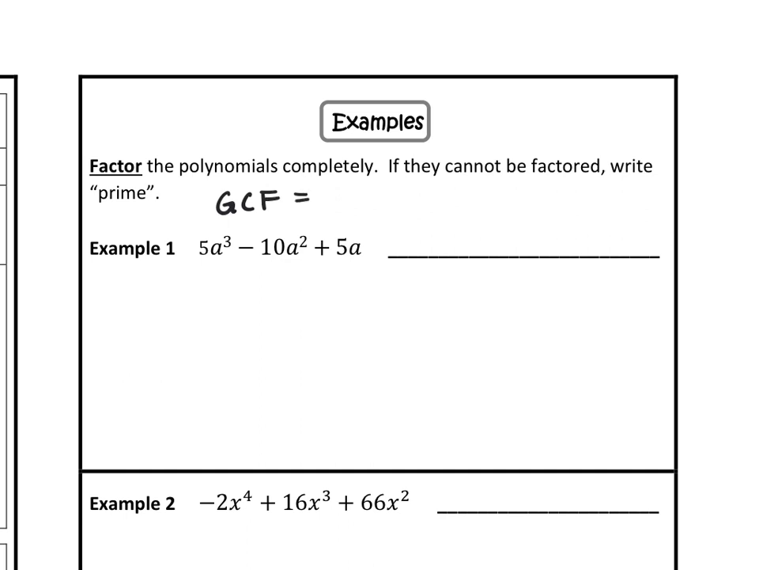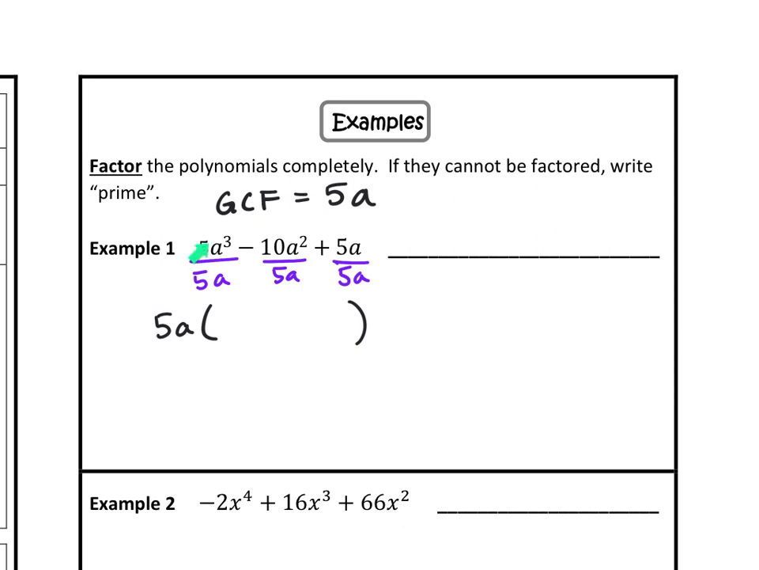And so is there a number that can divide all of these? Yes, they're all divisible by 5. Do they have any A's in common? Yeah, they have at least one A in common. So my GCF is 5A. So that means I'm going to divide these three terms by 5A. And then we would write the GCF outside and set up a parentheses.